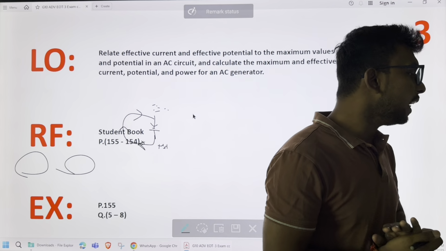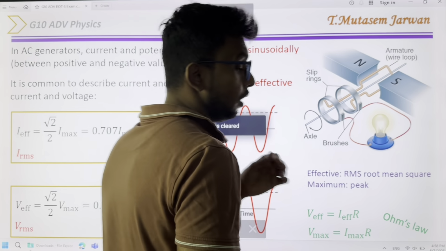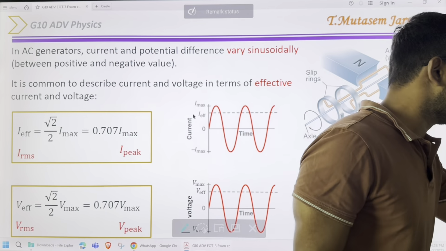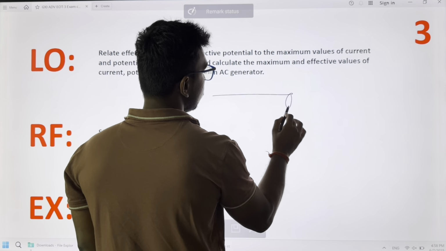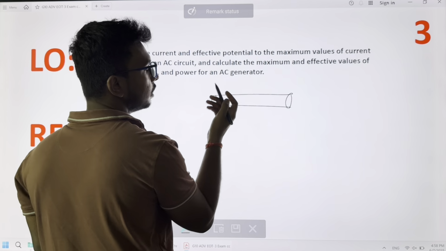Relate effective current and effective potential to the maximum values of current and potential in an AC circuit. We have discussed AC in detail in the class, but I'll just quickly go through it. When we say alternating current, what we mean is that in the wire, the electrons or the charges are moving randomly right now. When we say DC, what happens? One electron, or basically the charge behind, starts pushing the next charge and they drift in one direction. In AC, what happens?